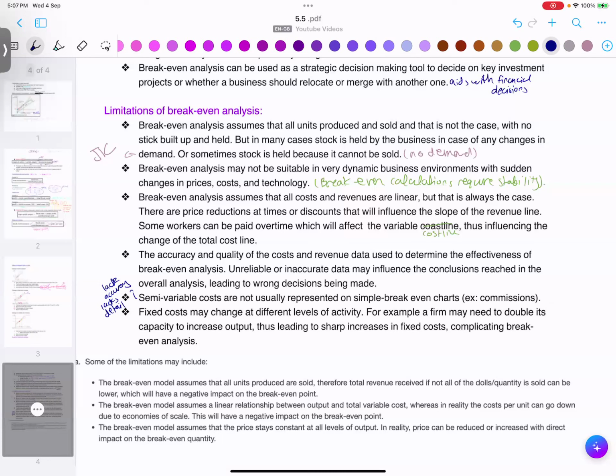The break-even model assumes a linear relationship between output and total variable cost, whereas in reality, the cost per unit can go down due to economies of scale, very important. So yeah, this will have a negative impact on the break-even point. The break-even model assumes that the price stays constant at all levels of output. In reality, price can be reduced or increased with direct impact on the break-even quantity.